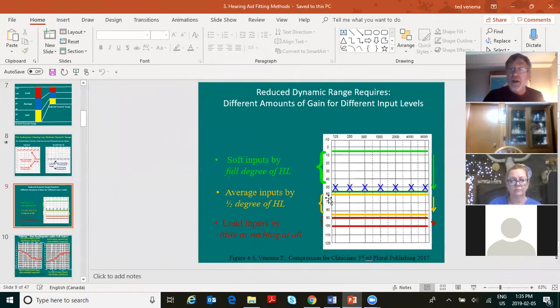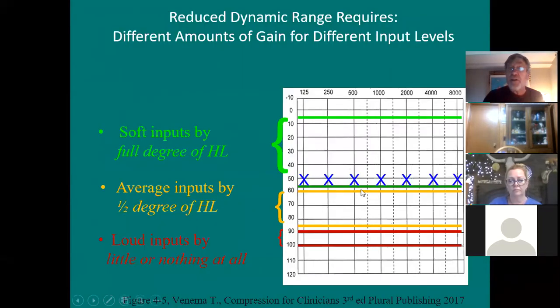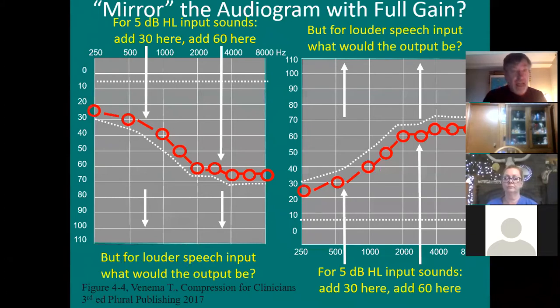You can't take an average sound like the yellow bar here, and amplify that by the full degree of the loss because you'll send that yellow bar way down here. So I'm giving an average input like speech half gain, amplifying it by half the degree of the loss. This guy's loss is 50, so I'm going to amplify this 60 decibel input by 25. And 60 is average speech in dBHL, so I give half the gain for that.